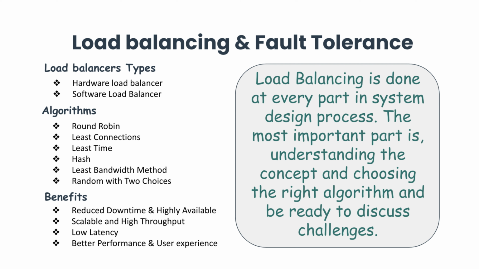Least bandwidth method. In the least bandwidth method algorithm, load balancer keeps tracking the traffic bandwidth of each server in megabytes per second. The least bandwidth server would be sent the new request. Next is random with two choices. In this approach, load balancer picks two servers at random and sends the request to the one that is selected by then applying the least connections algorithm. So these algorithms can be used for load balancers.